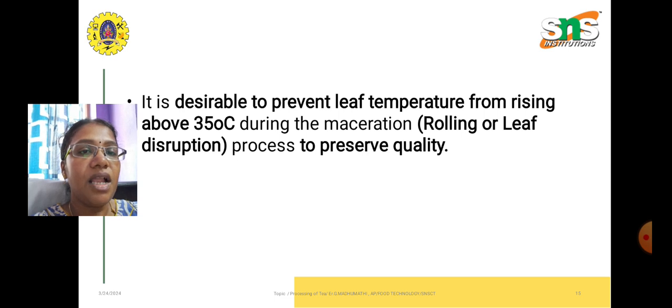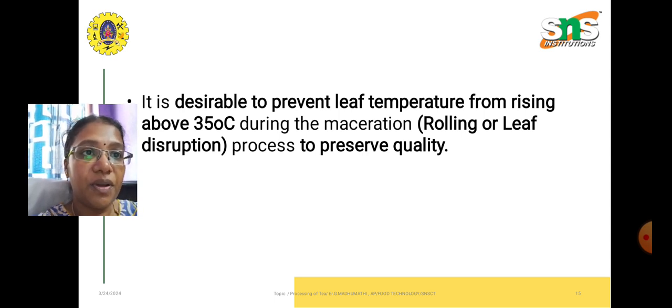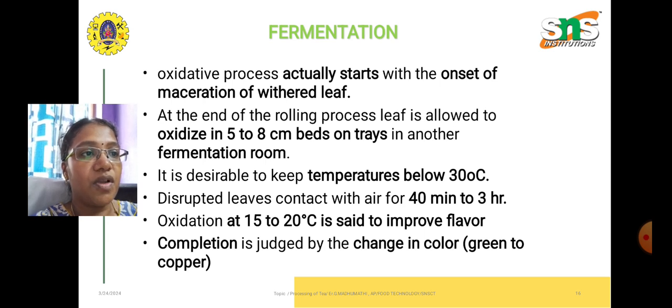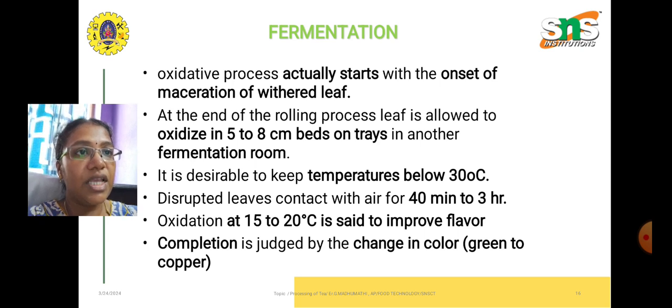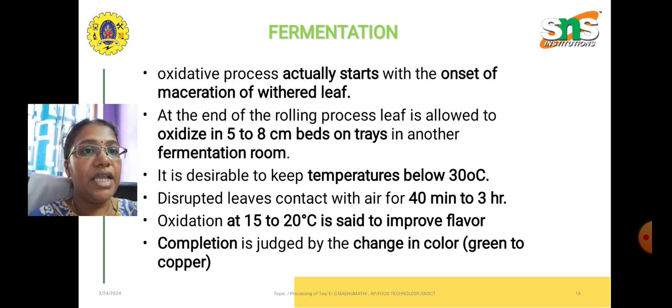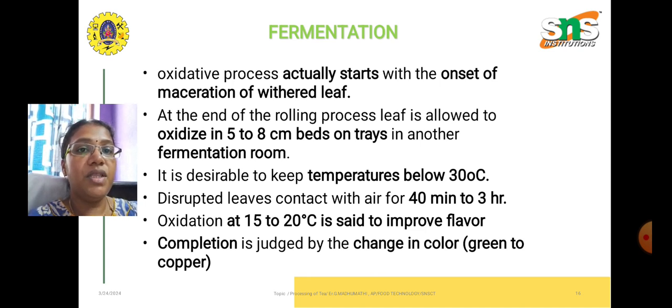It is much desirable to prevent the leaf temperature from rising above 35 degrees during the maceration process to preserve the quality. Now the fermentation process. Fermentation is an oxidative process that starts with the onset of maceration of the withered leaf. It is desired at a temperature below 30 degrees Celsius, and the leaves are aerated with air for 40 minutes to 3 hours. Completion is judged by the change in color from green to copper color.